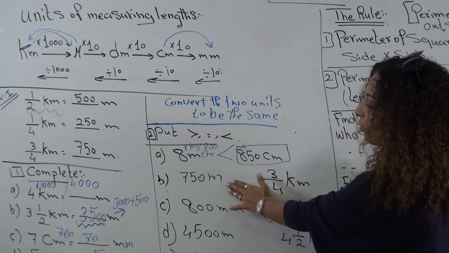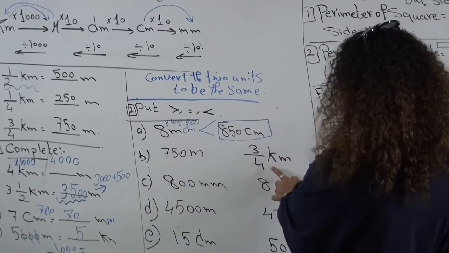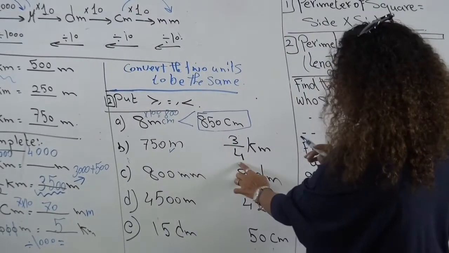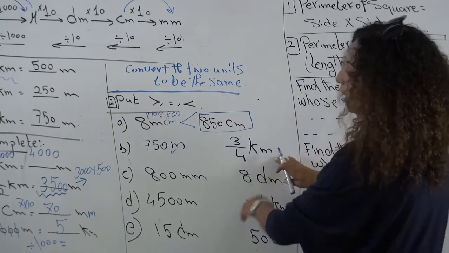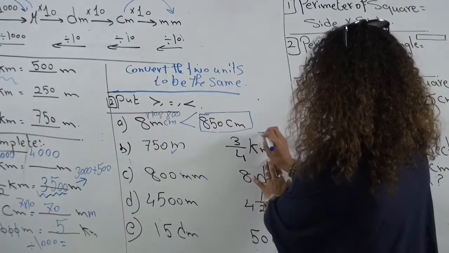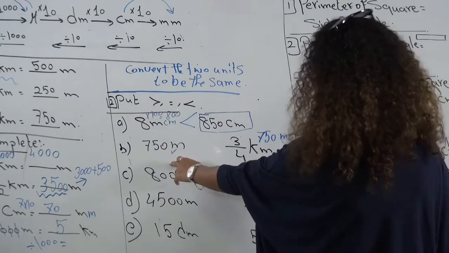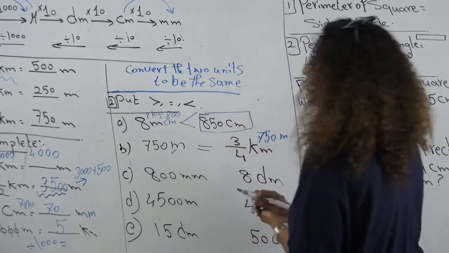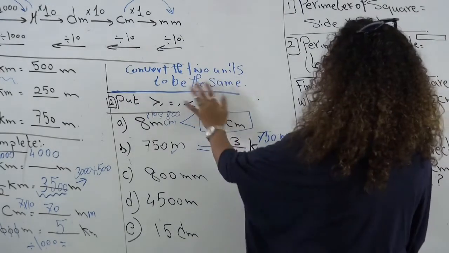Let's move to the second one. If I have here 750 meter and 3/4 kilometer. Keep the smallest as it is and change the 3/4 kilometer. In my rule here, I have 3/4 equals 750 meter. So I'm going to write here 750 meter. So 750 meter and 750 meter, it will be the same. So they are equal. So our rule is to convert the 2 units to be the same.